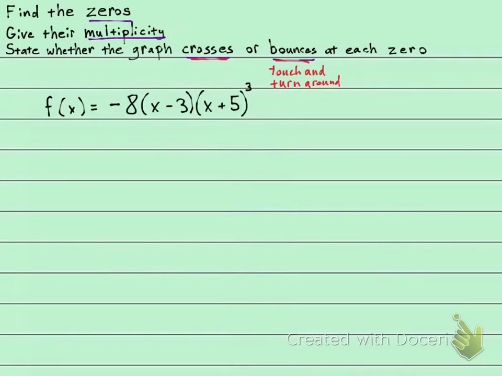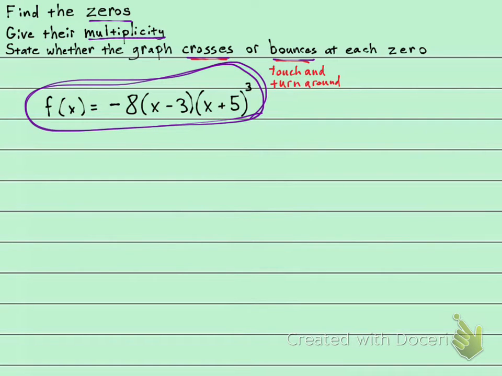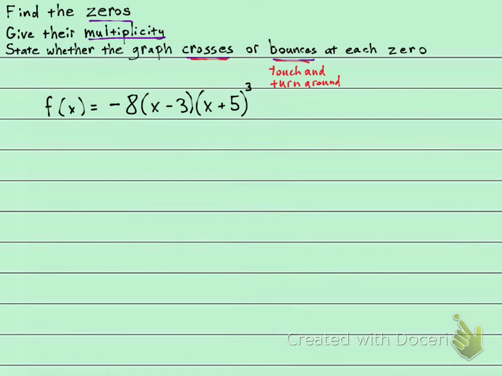We have a polynomial function right here, and it's very nice that they've already factored it for us. And they want us to find the zeros, then give the multiplicity of each zero, and state whether the graph crosses or bounces at each zero. So first thing we want to do is take this polynomial function and set it equal to 0.